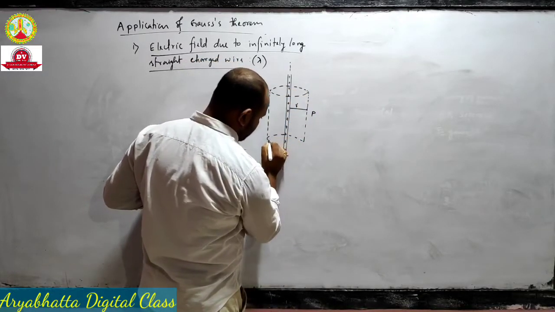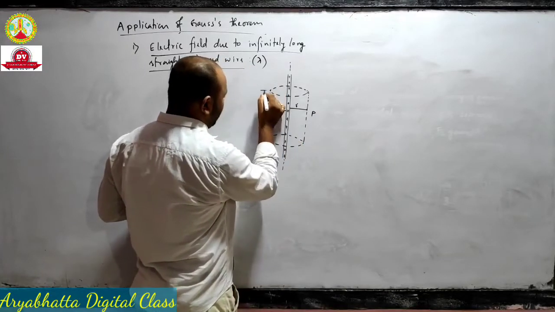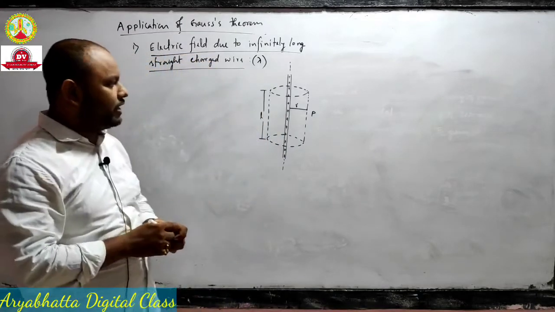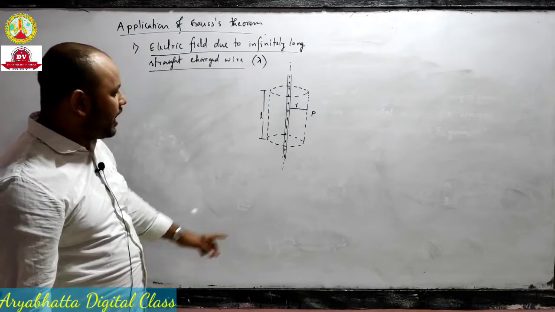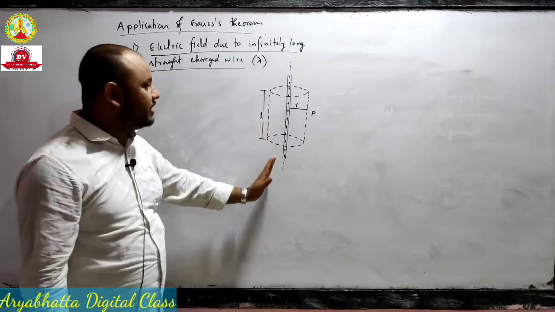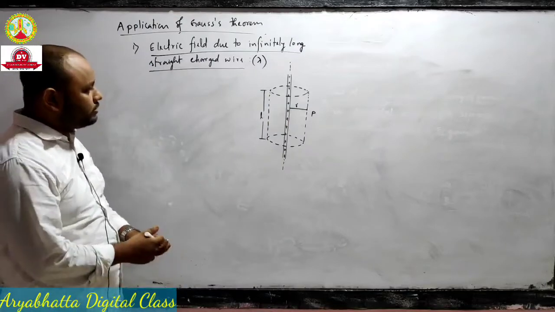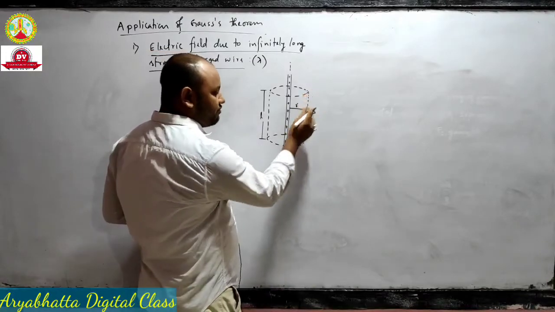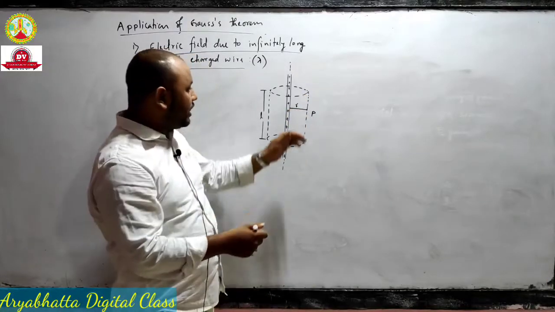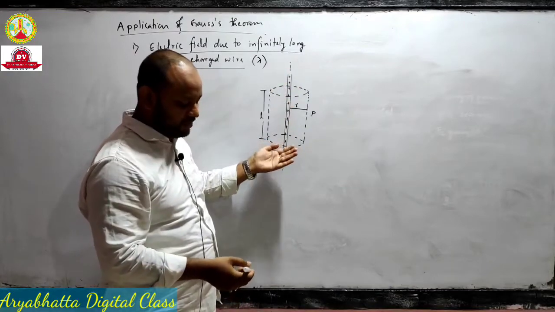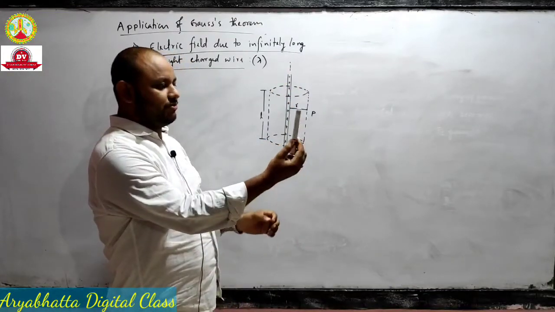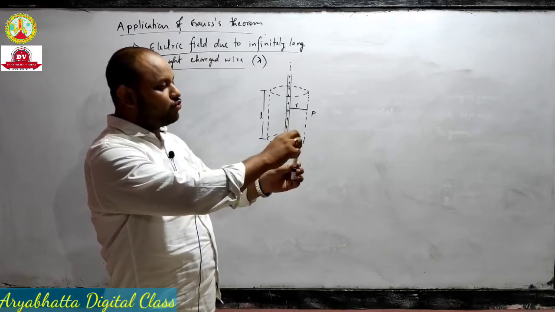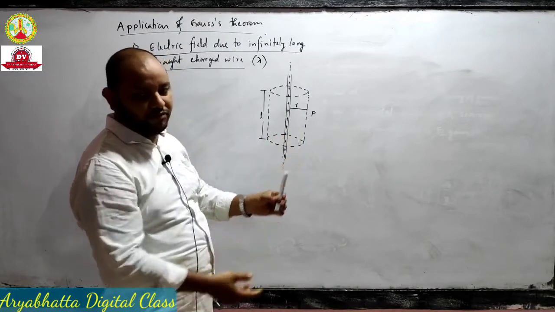This is a cylindrical Gaussian surface of length L and radius R, and this wire is at the center of this cylinder. In this Gaussian surface there are three surfaces. Number one is the curved surface, and the other two are the upper flat surface and the lower flat surface.